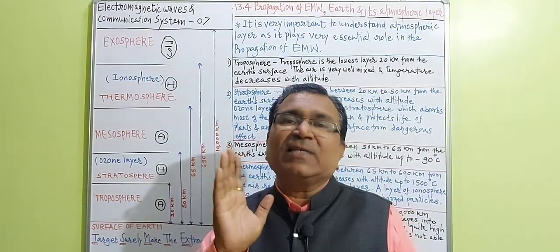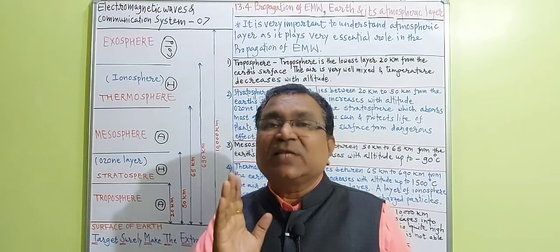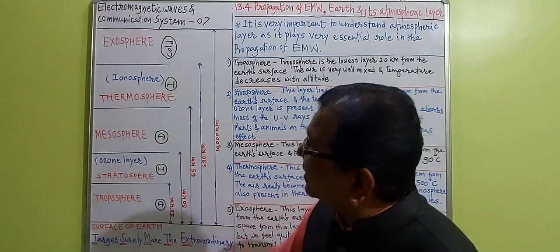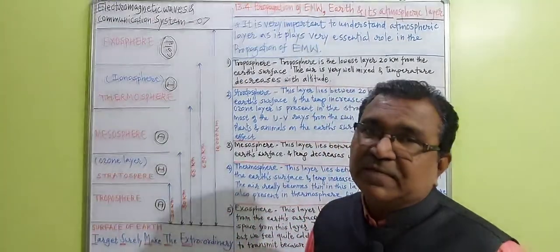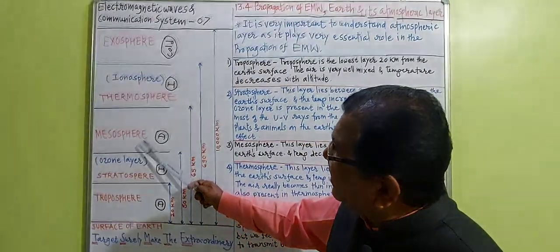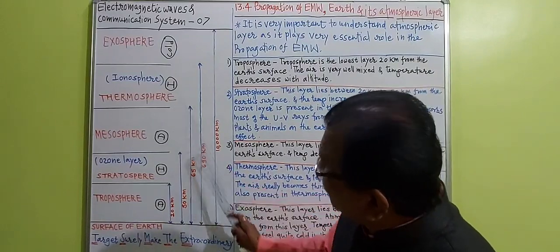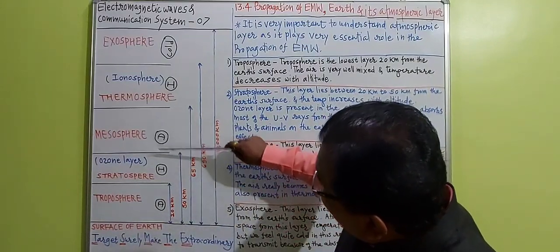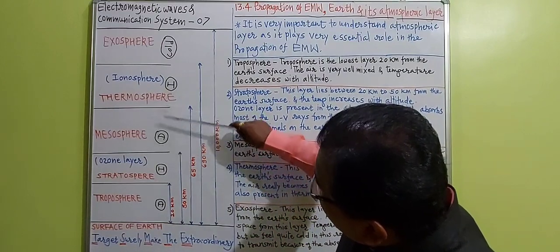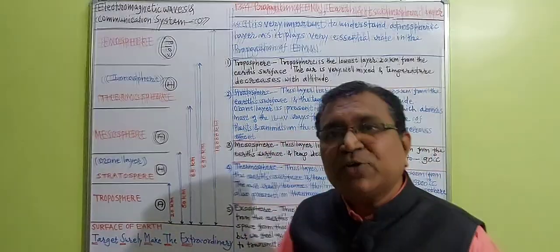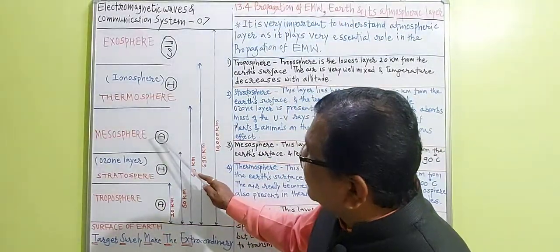This is another important condition that we will take into mind. Then the third layer, we call it the Mesosphere. This layer is at a distance of 65 km from the earth's surface. So, this Mesosphere is a region in between 50 km to 65 km, and D is coming here.